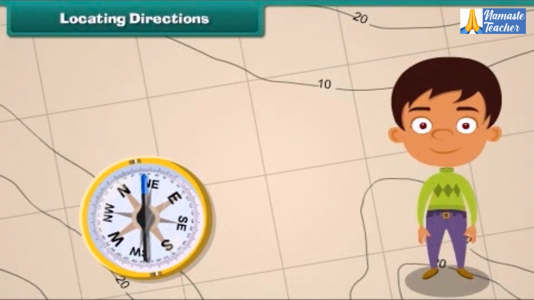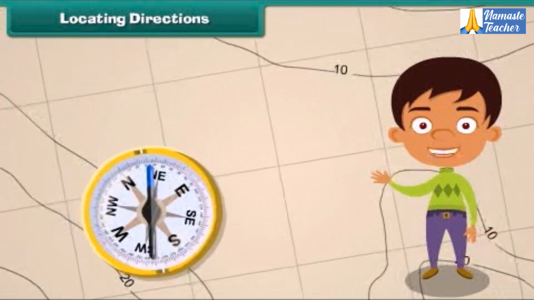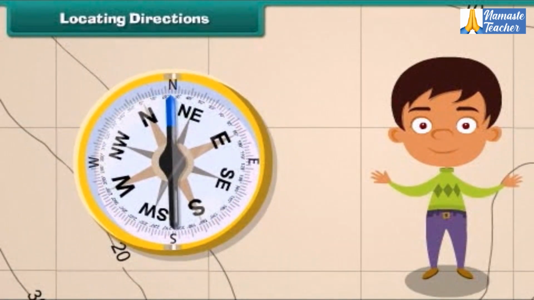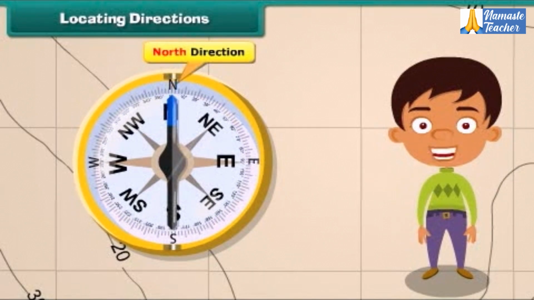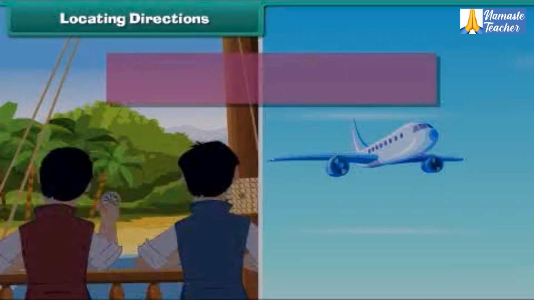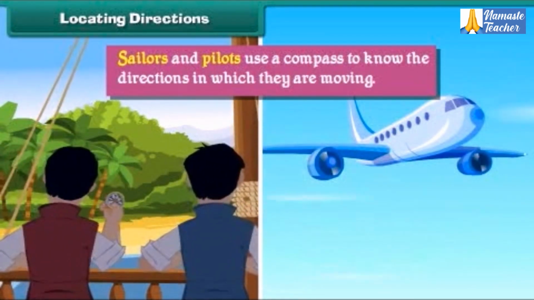Locating directions. Compass is a device that we use to find directions. A compass has a needle that rotates to indicate direction. The head of the needle always points towards north and the tail towards south. Sailors and pilots use a compass to know the directions in which they are moving.